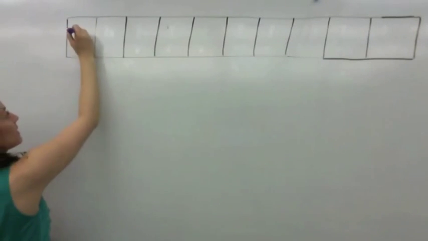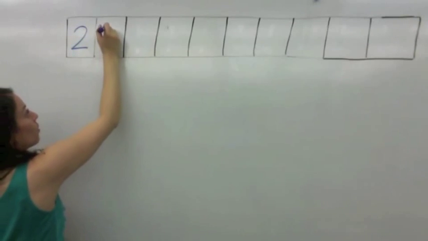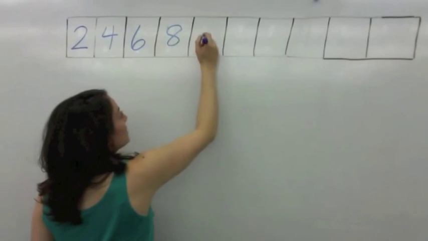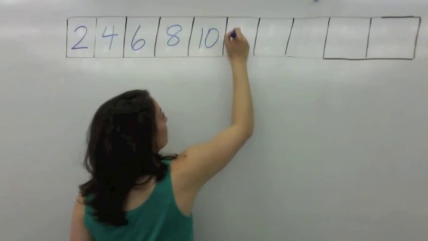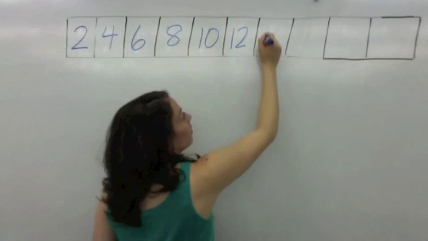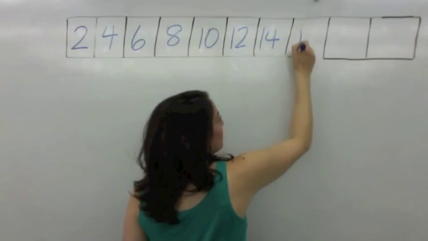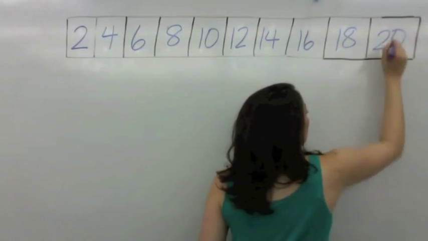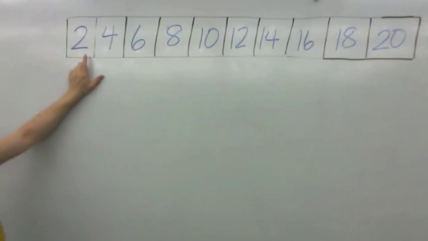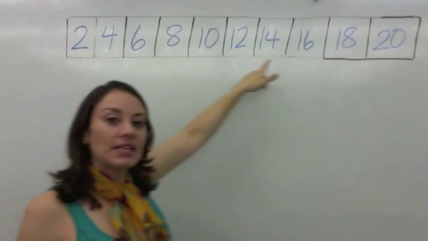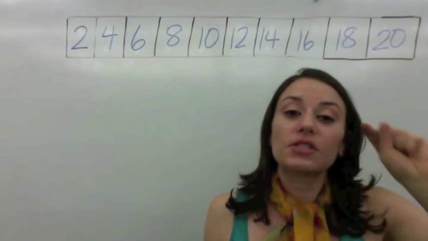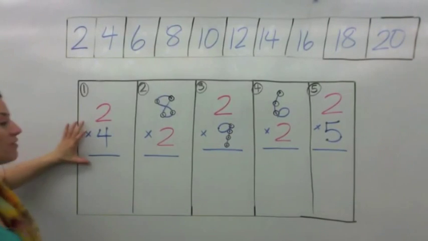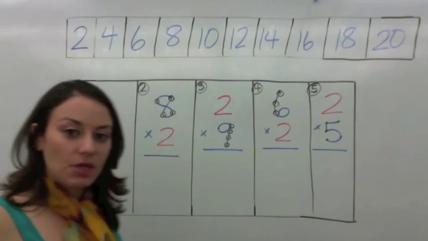Okay, so count with me. Say 2, 4, 6, 8, 10, 12, what's next? 14, 16, 18, and 20, okay? So if you've memorized how to skip count, you can use the touch points to solve multiplication problems. So let's take a look at some of these basic multiplication problems, okay?